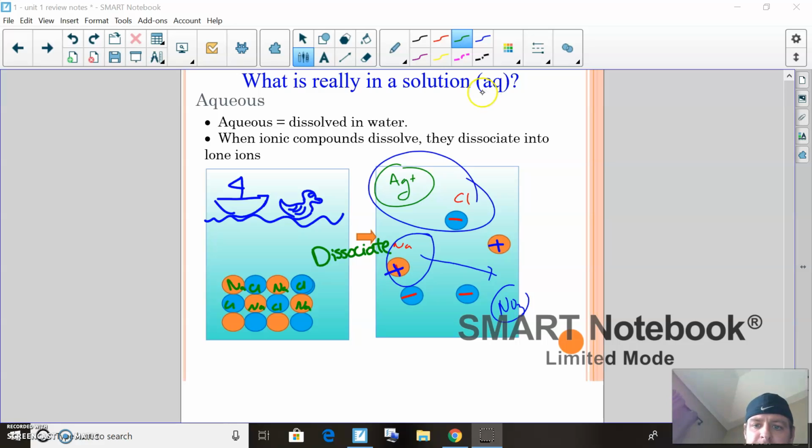Now, what we need to do is understand what aqueous is. So aqueous: if I put salt in water, the water molecules are going to come in and break this apart, and basically you're going to have ions floating in the water.